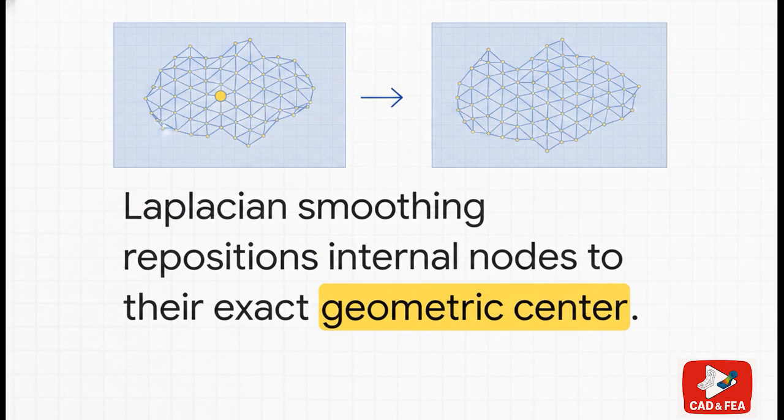But, as you can probably guess, those initial meshes are usually pretty jagged, which would create artificial stress concentrations. Enter Laplacian smoothing. It's a simple but incredibly powerful algorithm. It takes that jagged mesh and iteratively repositions the internal nodes. By calculating the exact centroid of all the neighboring nodes, it slides the target node perfectly into place. The result? A beautifully smooth, highly uniform 2D mesh.